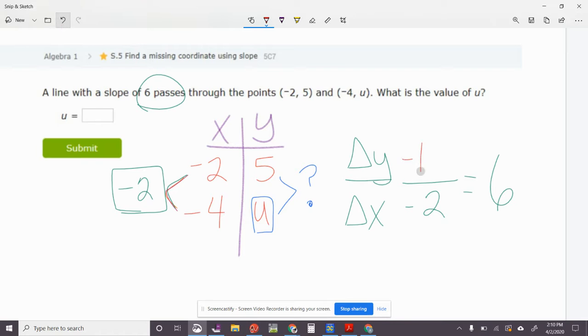I divide -12. Remember -12 from our visual example, that's where this came from. Well, how do I use it here? Well, that tells me this value that I didn't know before. It tells me that the change in y must have been -12 because -12 divided by -2 gives me the positive 6. So 5 minus 12 is -7. And that's the other way I can get -7 on this problem.